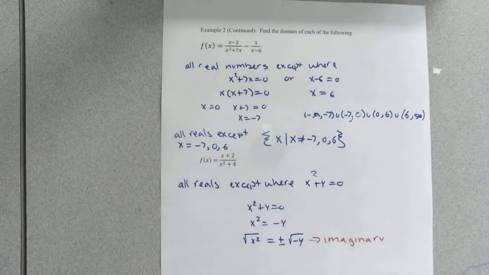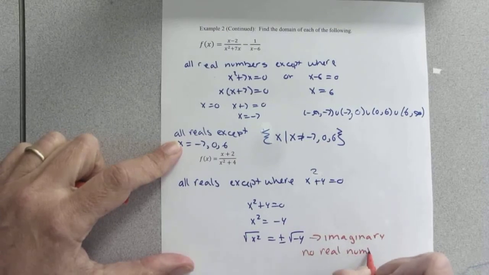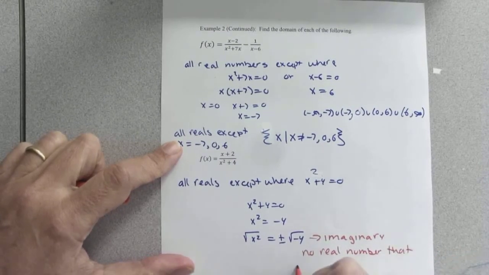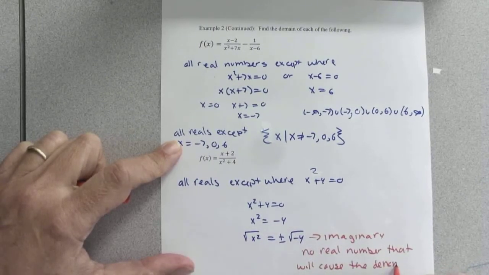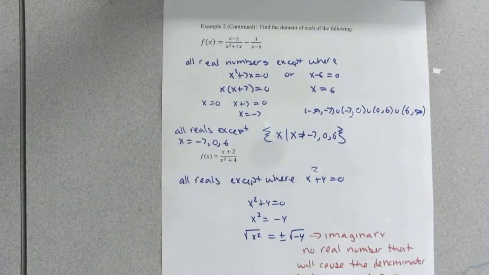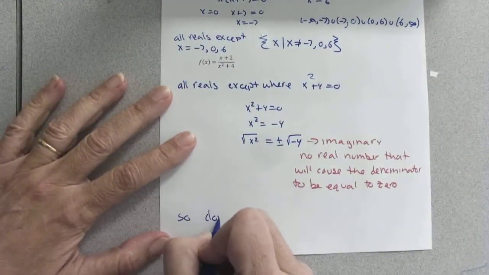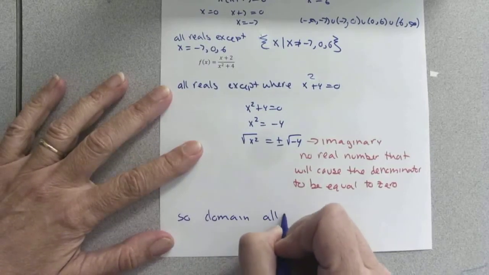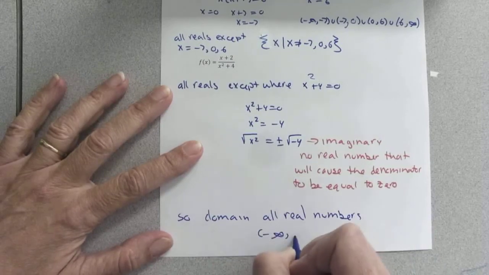There is no place, there is no real number that will cause the denominator to be equal to 0. There's no real number that'll do that. And so, my domain is all real numbers, and negative infinity to infinity.